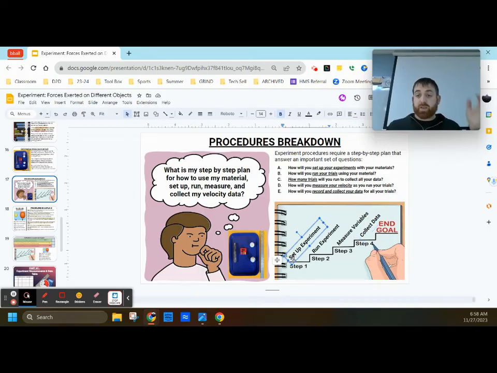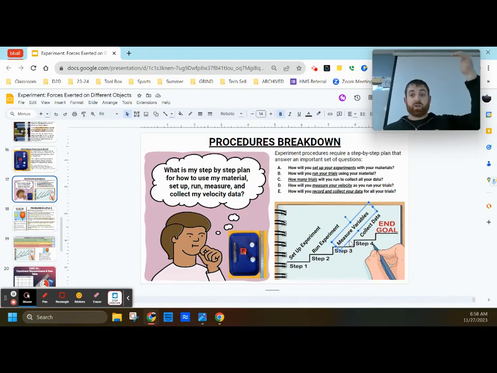We talk about how to set up the experiment, whether it's the person standing on the chair, how to hold the different balls. We talk about how to run it, so when they're going to let go, who's doing what in terms of jobs. We have the measurements, whether it's the distance, whether it's the time, and then we have all the places where we need to collect the data as we go through the experiment for all the different trials.